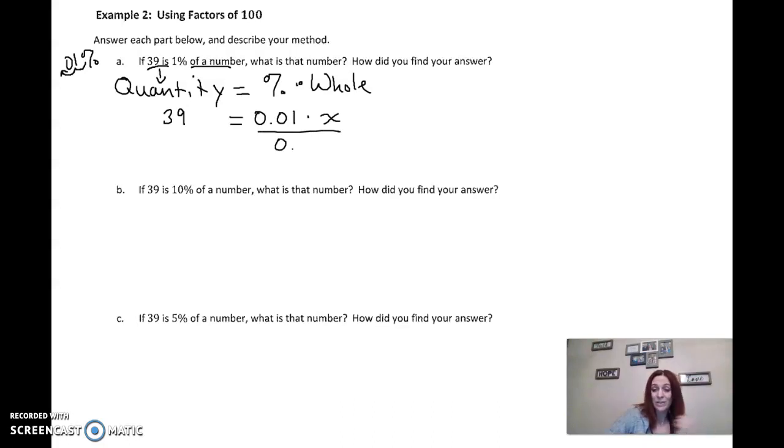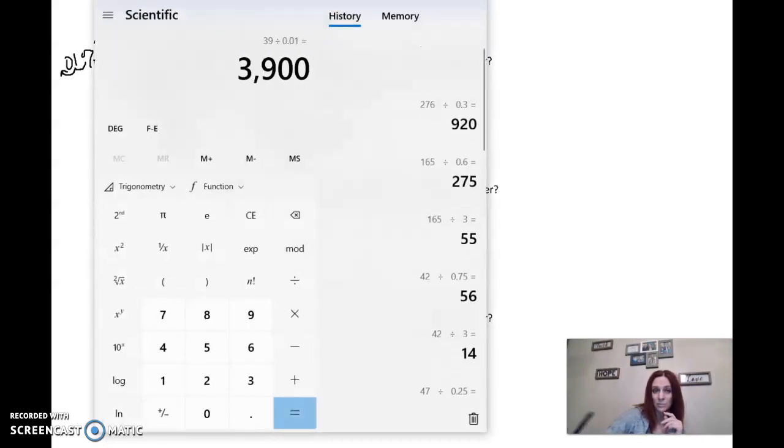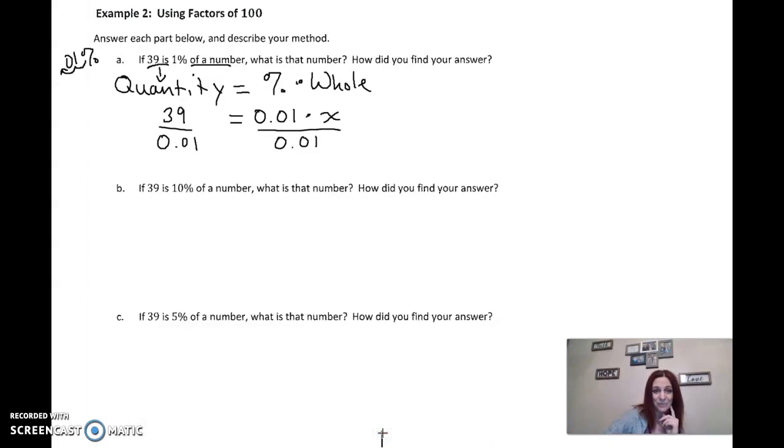I've got to get rid of this 0.01. It's being multiplied, so I'm going to divide. Then just grab my calculator. We get 3,900. Remember, we were talking about 1%. That's very small. So 39 is just 1%. We've got to multiply that by 100 times to get 100, right? So 39 times 100 is 3,900.